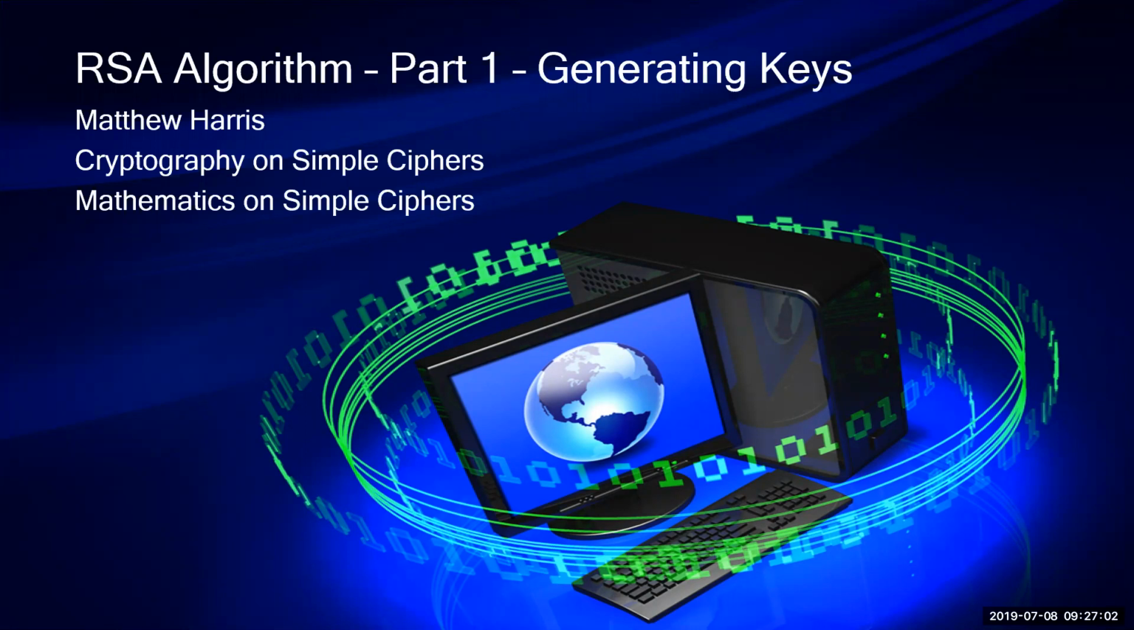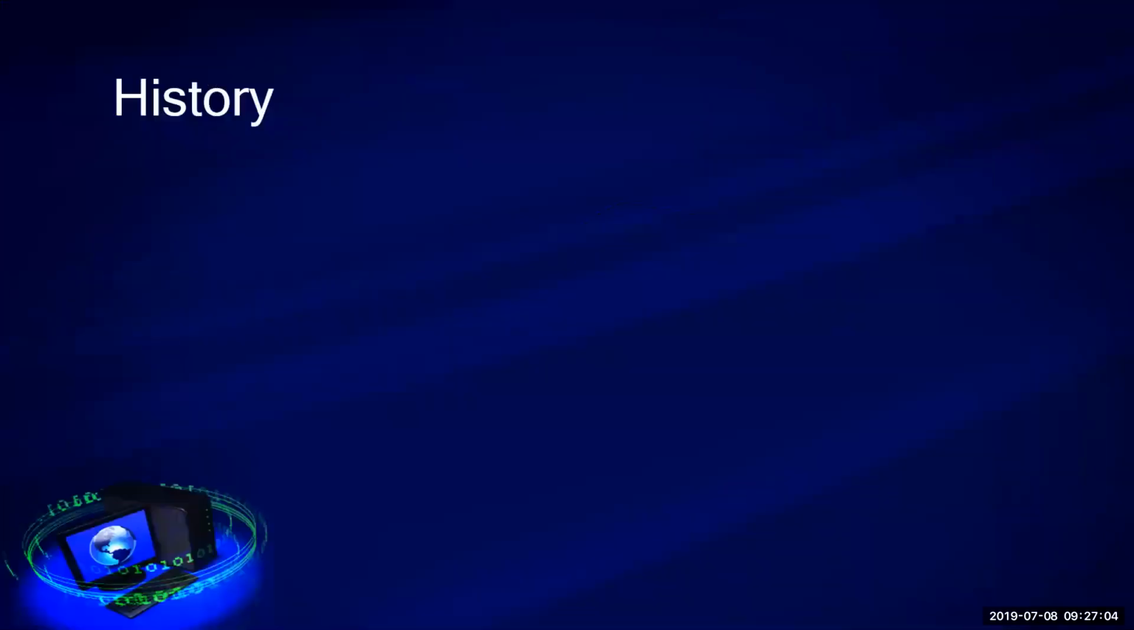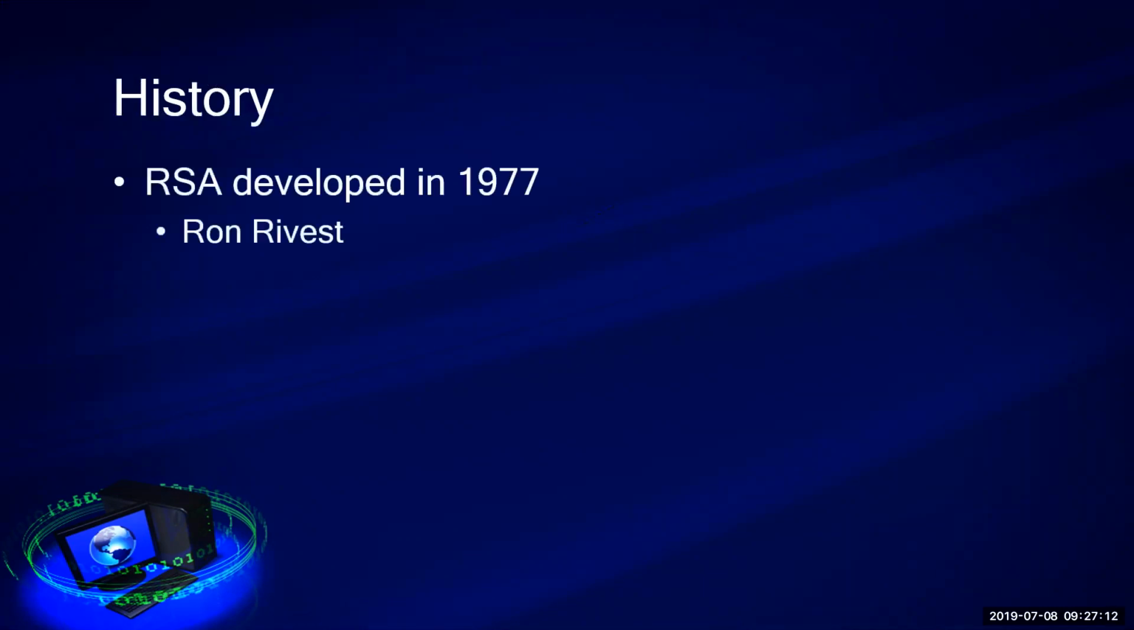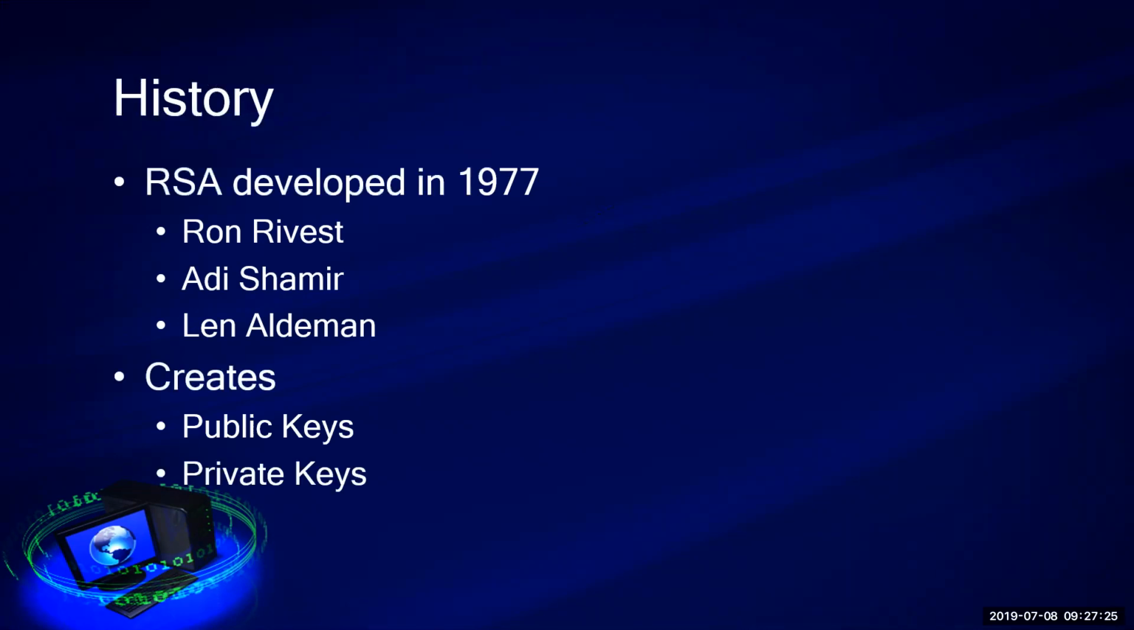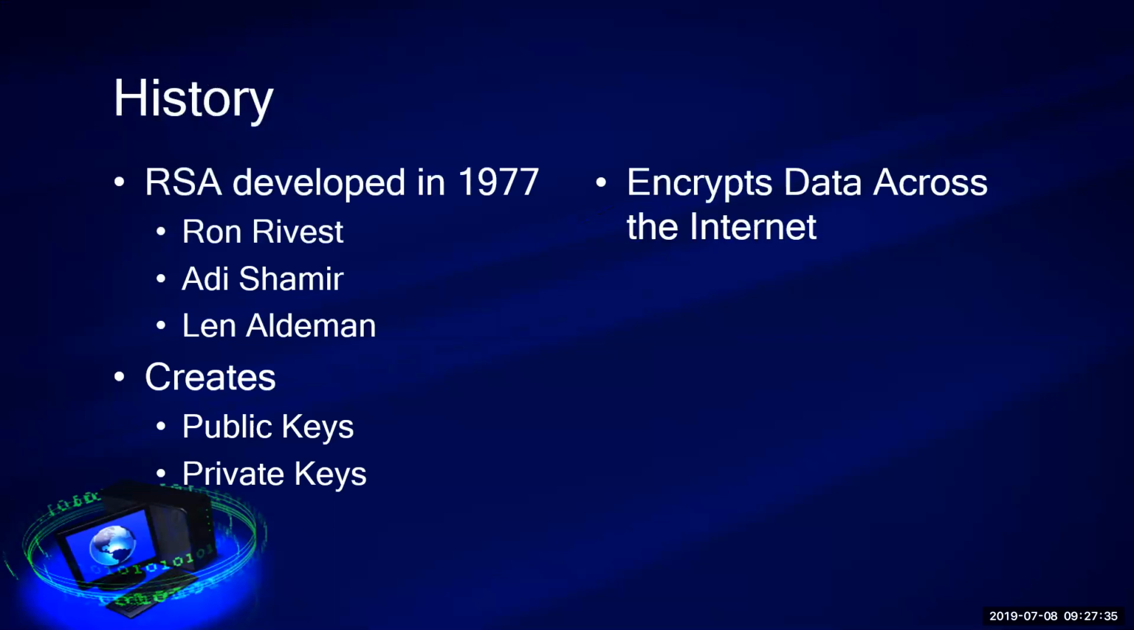Just a few things looking at the history of this: it was developed in 1977 by Ron Rivest, Adi Shamir, and Len Adleman. The RSA algorithm creates the public and the private key. When people hear of public and private keys, the first thing they think of is encrypting data across the internet, which, yes, it does this.